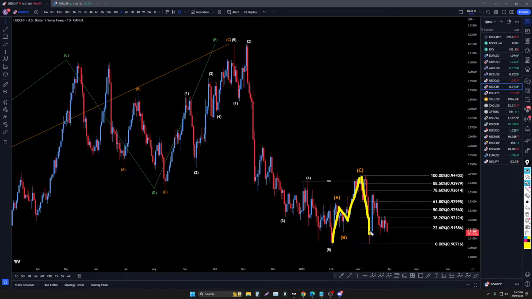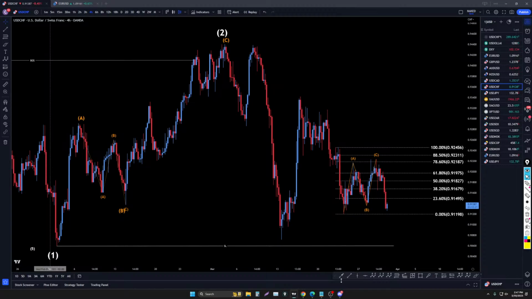Nice impulsive down. It did come back up very impulsively, but that's probably because of all the Swiss banking news that we've had lately. But if that is the end of a correction, then it will end up continuing the downtrend. Let's take it down to the 4-hour time frame. On the 4-hour time frame, this definitely did make three waves up right here.